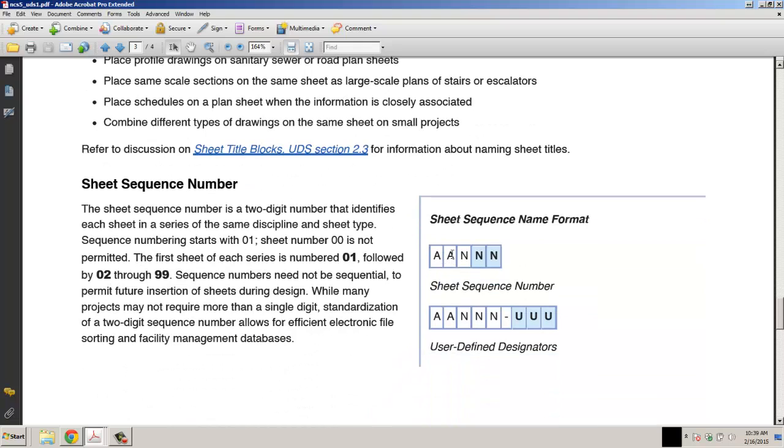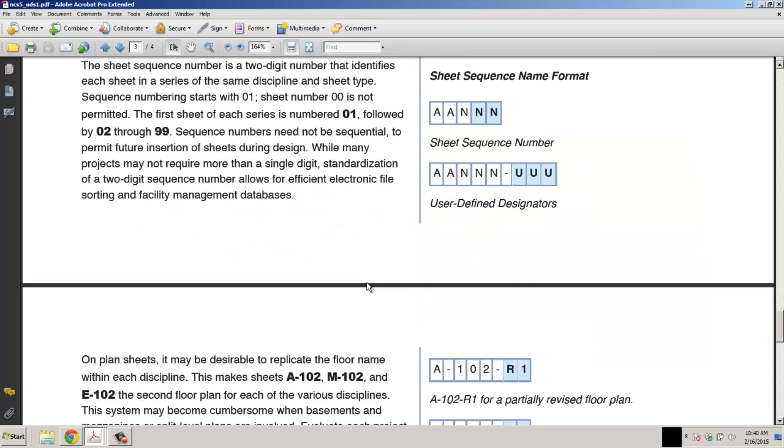So the first 2 are the discipline. The second one is what type of drawing it is. And the last 2 would be the sheet number sequence. So if you have multiple drawings for structural elevations, you'd have 01, 02, 03 down here up to 99. Some of these can get quite complex, but they basically follow the same format.